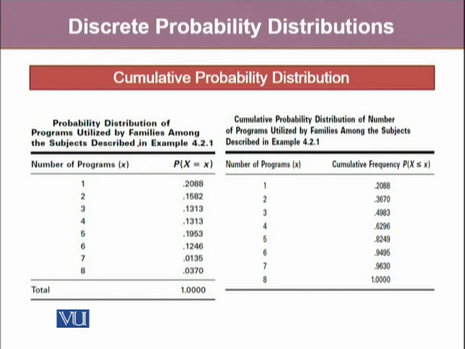Like in our example, we are given a probability distribution. To construct the cumulative probability distribution, the first value will remain the same, but the next value will be 0.2088 plus 0.1582, which will be equal to 0.3670, and it keeps adding up. As you move forward, it keeps adding up the previous values, and the last cumulative probability will be 1. Hence, this is a cumulative probability distribution.